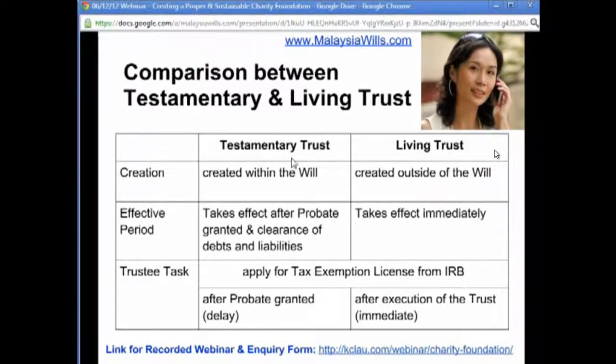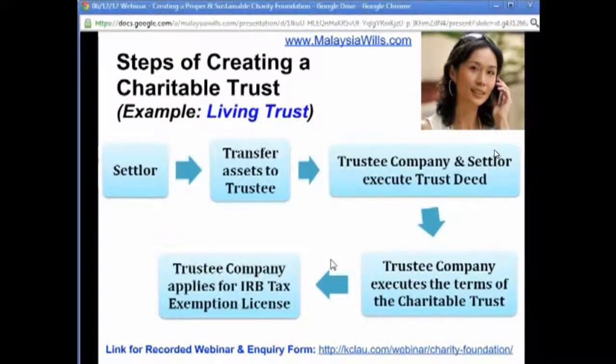Stable, which is immediate. So these are the differences. Next, I'll share the steps of creating a charitable trust, a living trust.